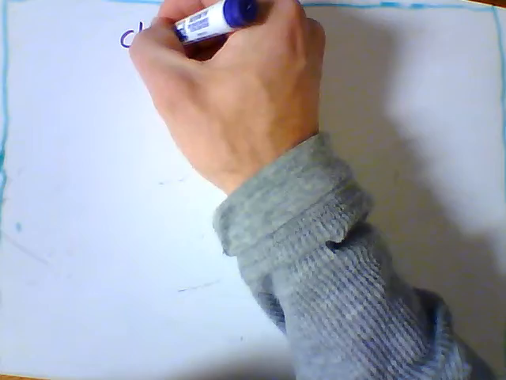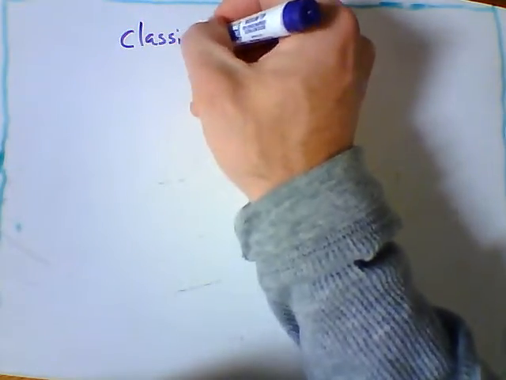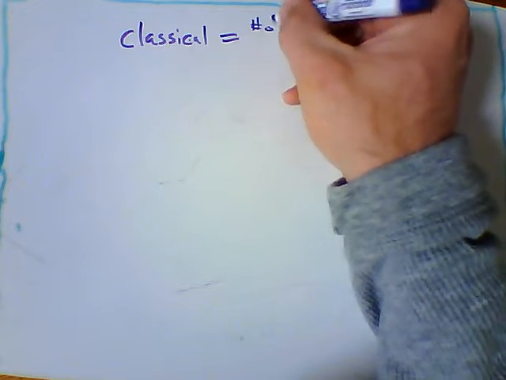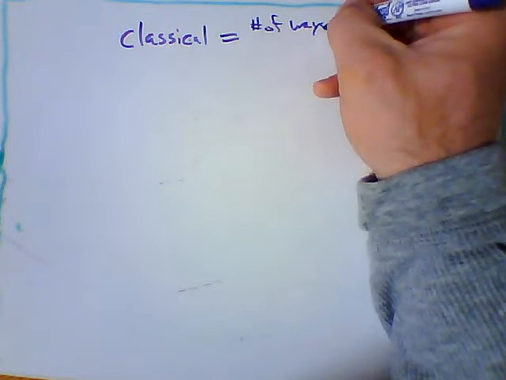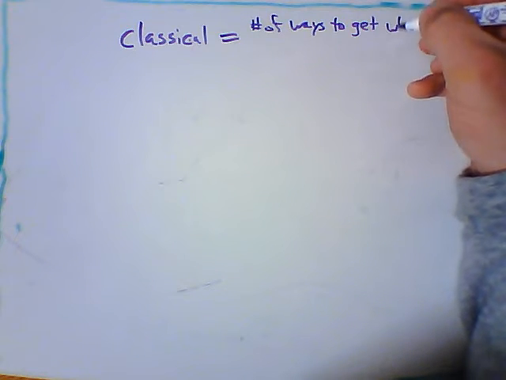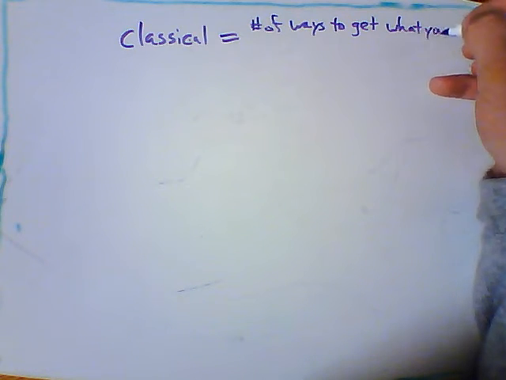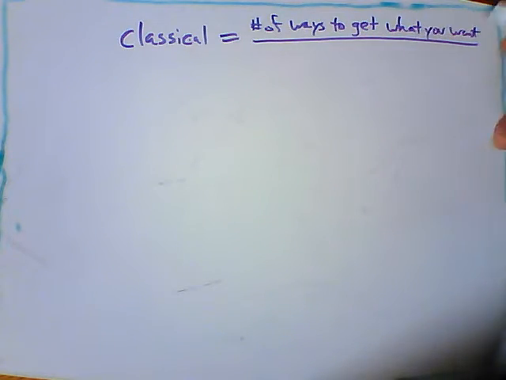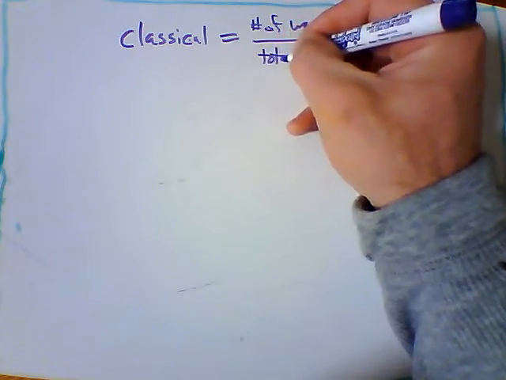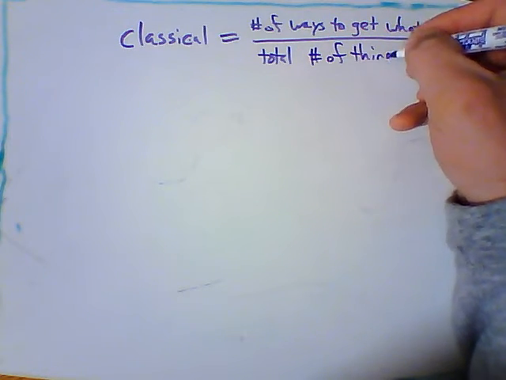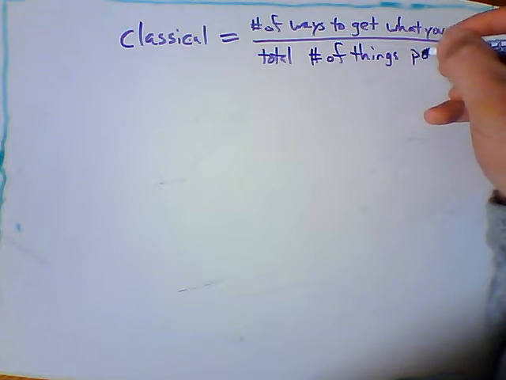So it's important to remember that classical probability is the number of ways to get what you want divided by the total number of things possible.